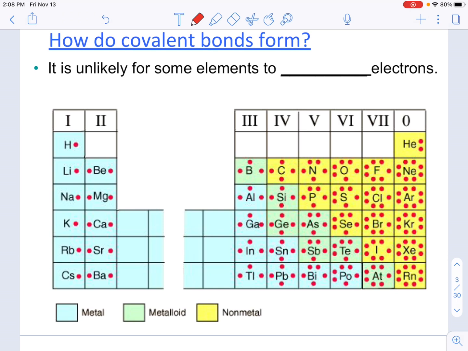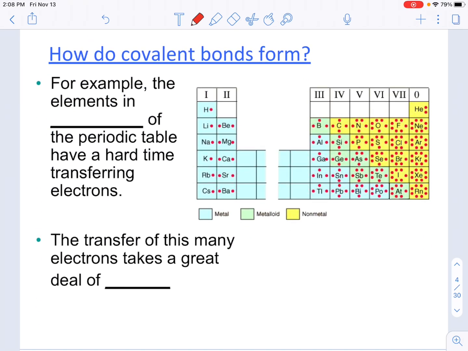So it is unlikely for some elements to lose or gain electrons. Some of these are not going to want to do either because it takes a lot of energy to transfer that many electrons. So for example, the elements in groups 4 and 5 of the periodic table have a hard time transferring electrons. The transfer of this many electrons takes a great deal of energy, and they're always going to do what is more energy efficient.